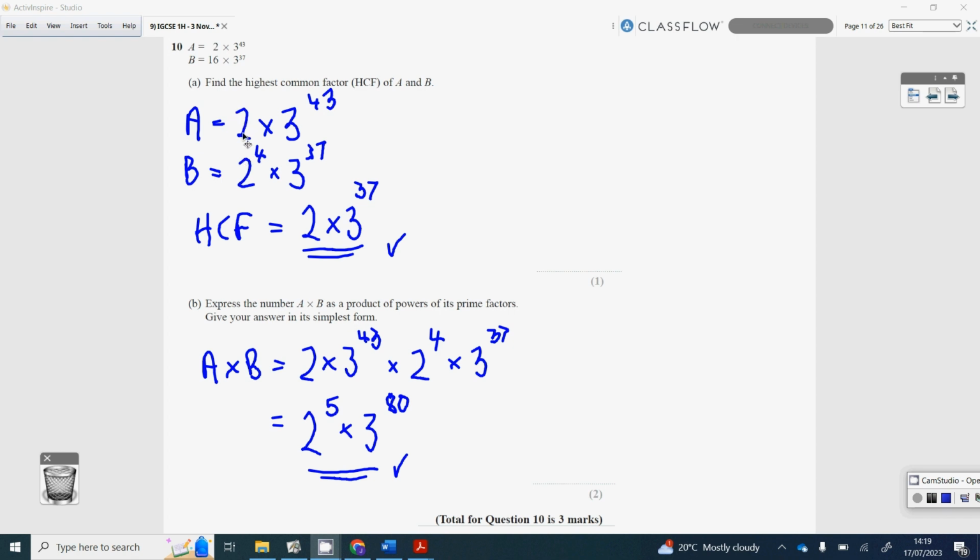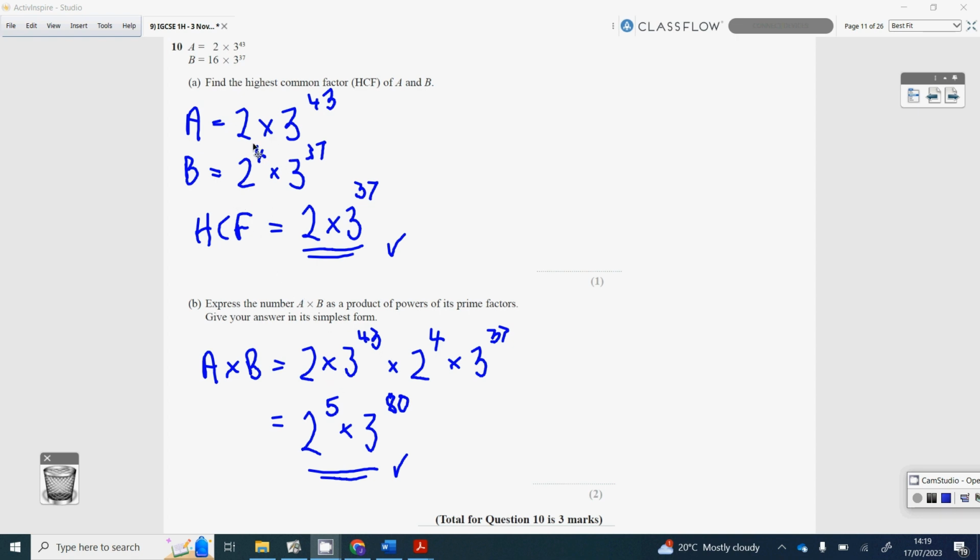So the highest common factor of 2 and 2 to the power of 4 is 2. Highest common factor of 3 to the power of 43 and 3 to the power of 37 is 3 to the power of 37. Now for part B, again, it was all about just realising you've got to use 2 to the power of 4.